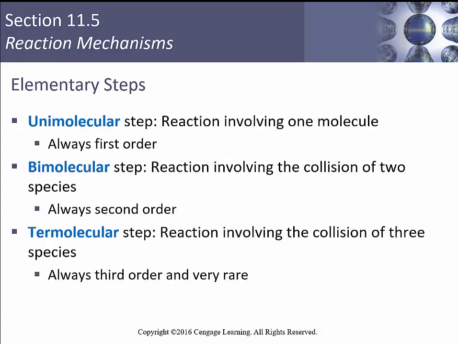Now, we define elementary steps by their molecularity. That's just the number of things. A unimolecular step involves just one molecule, and those are always going to be first order. A bimolecular step is a reaction involving the collision of two species, and those are going to be second order. A termolecular step is a reaction involving the simultaneous collision of three different things at the same time. So these are very unusual. They're always third order, and they're usually very rare.